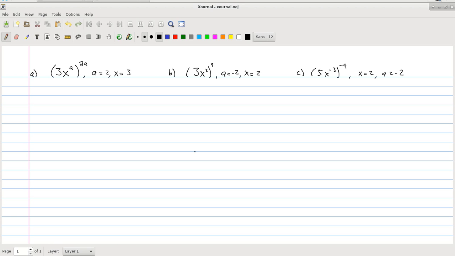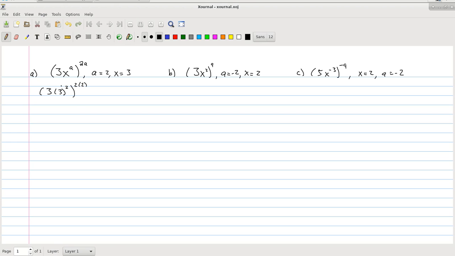Evaluate each of the following expressions. Part A, (3x)^(a) to the 2a, where a is equal to 2 and x is equal to 3. The first thing I'll do is plug a and x into the expression. So we have in parentheses 3 times x, which is 3, to the a, which is 2, to the power of 2 times a, which is 2.